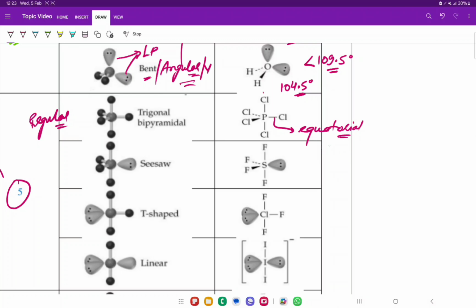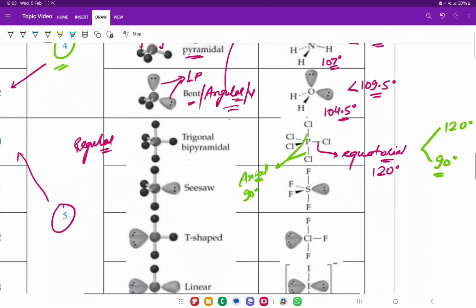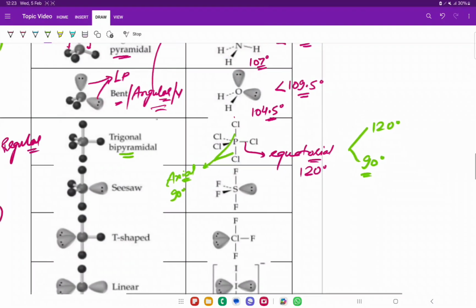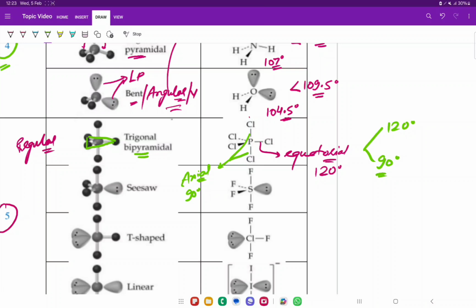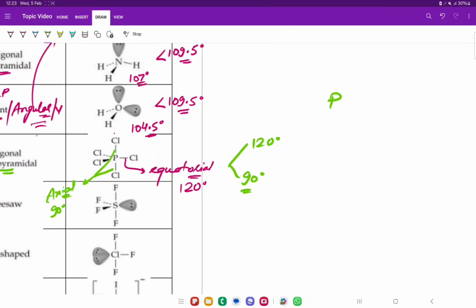The remaining two are my axial bonds. They are at 90 degrees to the plane containing the equatorial bonds, and the bond angles are 90 degrees. So there are two types of bond angles, 120 degrees and 90 degrees, in PCl5 or any molecule having trigonal bipyramidal geometry. Trigonal is this plane, and one above the plane and one below the plane make it bipyramidal.